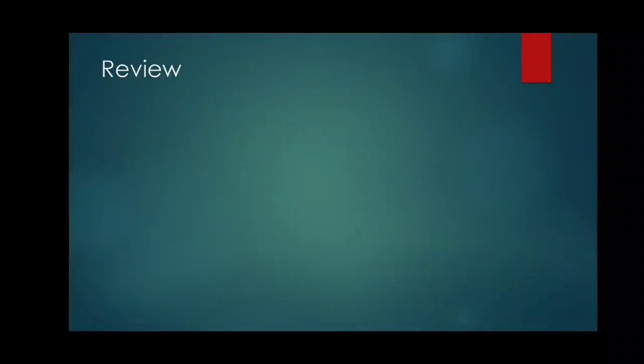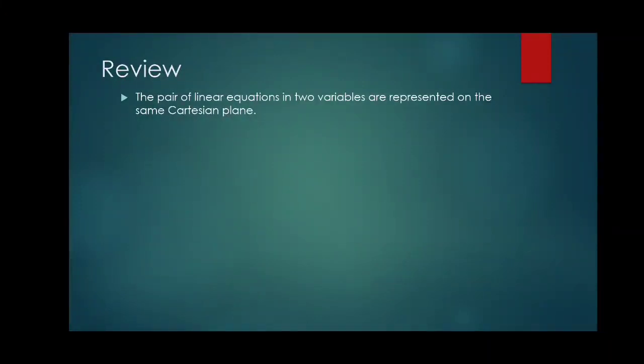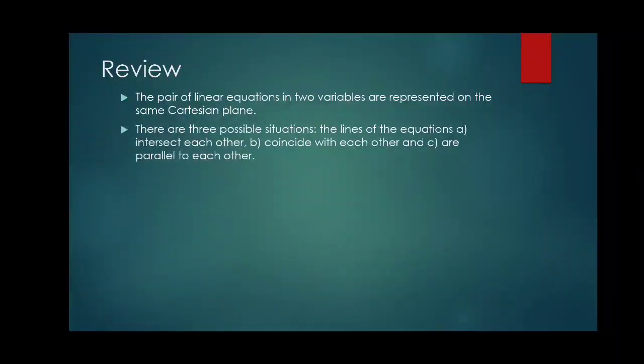In the previous class we learned that the pair of linear equations in two variables are represented on the same Cartesian plane. Just like in your 9th standard, you represented one linear equation in a Cartesian plane, that is in the graph, that is x-axis and y-axis. You represented a linear equation as a straight line. Here, we will be representing the lines of both the linear equations in the same Cartesian plane, and based on that drawing, we drew three conclusions.